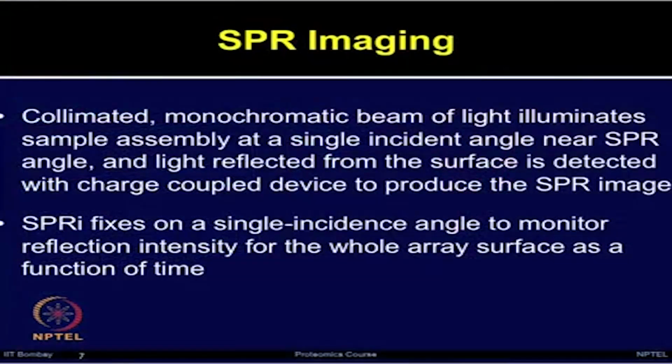So, the SPR imaging technique involves a collimated monochromatic beam of light which illuminates the sample assembly at a single incident angle near the SPR angle, and the light reflected from the surface is detected by using a CCD device, charge coupled device, to produce the SPR image. Now, the SPR imaging fixes on a single incidence angle to monitor the reflection intensity for the whole array surface as a function of time.